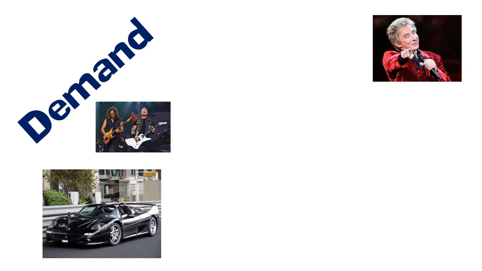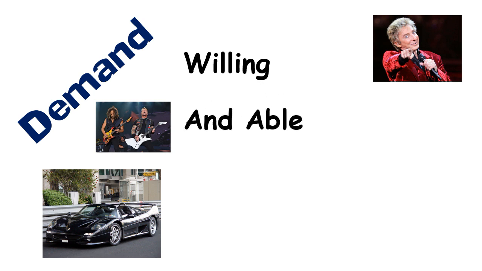Okay, so if there's supply and demand, there must be demand and supply. So let's start by talking about demand. Demand has certain parts. Part number 1 is willing. To have a demand for something, you must be willing to buy it. So I have a demand for Metallica music, or at least I'm willing to buy Metallica music. I'm willing to buy a Ferrari. I'm not willing to buy Barry Manilow songs. So potentially I have a demand for the two things on the left-hand side of the screen. There's no potential for me to have a demand on the right side of the screen.